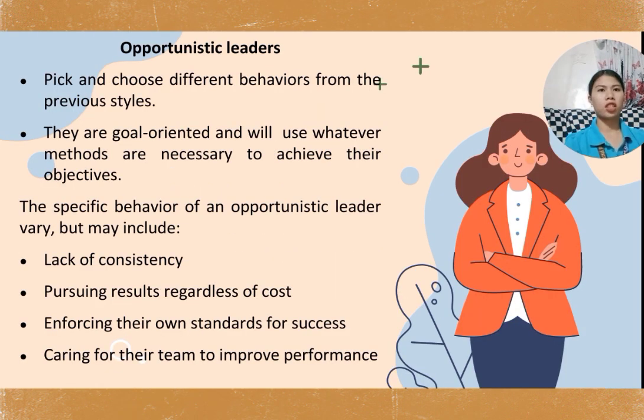The next one is the opportunistic leader. In the opportunistic leader style, the leader will pick and choose different behaviors from the previous styles. What are our previous styles and behaviors? Like we say, status quo, task oriented, country club. So in opportunistic, they will choose different behaviors. These opportunistic leaders are goal-oriented and will use whatever methods are necessary to achieve their objectives.